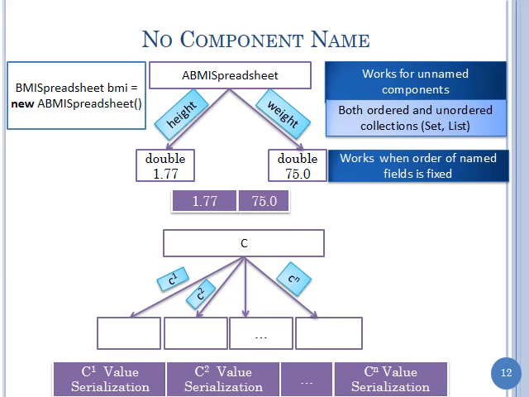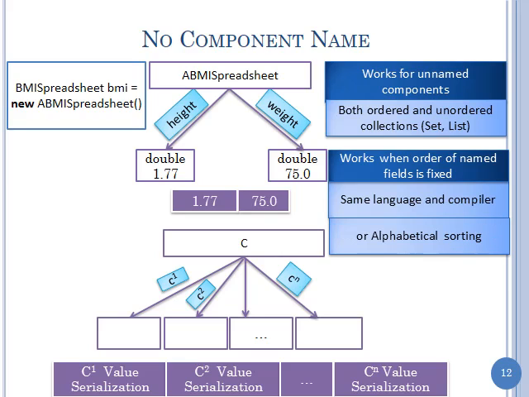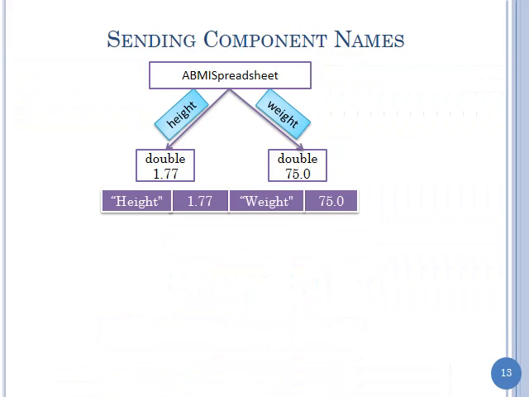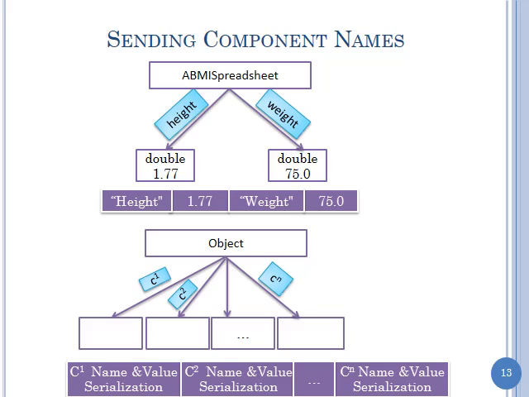So when the order of named fields is fixed somehow, same language, same compiler, or alphabetical sorting. And when you're doing full deserialization, because if some components are missing, then it becomes a little tricky. Okay, so some assumptions are needed if you do this. Otherwise you go and send both the name and value of the component. That's what I would do. So you send height 1.77, weight 1.7.